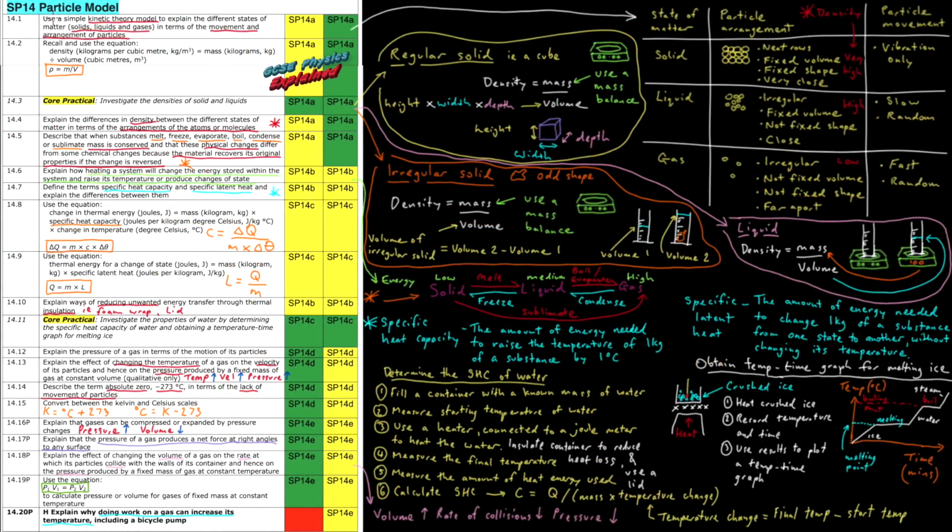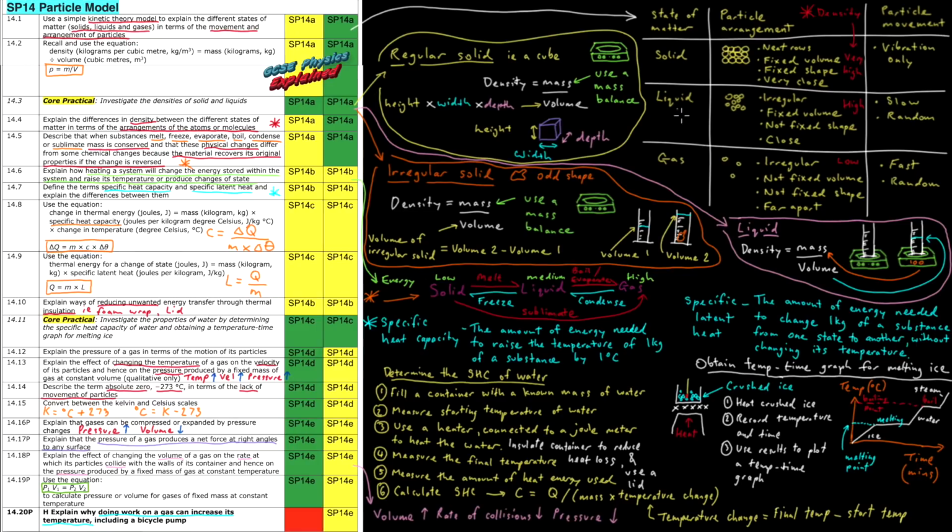Unit SP14, particle model. This is probably going to be on the exam, this will be on the exam, these probably won't, or if they are, just 1 mark. Use a simple kinetic theory model to explain the different states of matter. So remember, that's solids, liquids and gases, in terms of the movement and arrangement of particles.